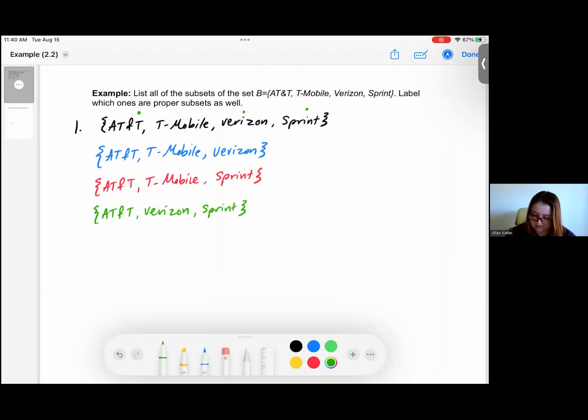All right. Now there should just be one combination left. We should just be leaving out AT&T at this point. So we have T-Mobile, Verizon, and Sprint.